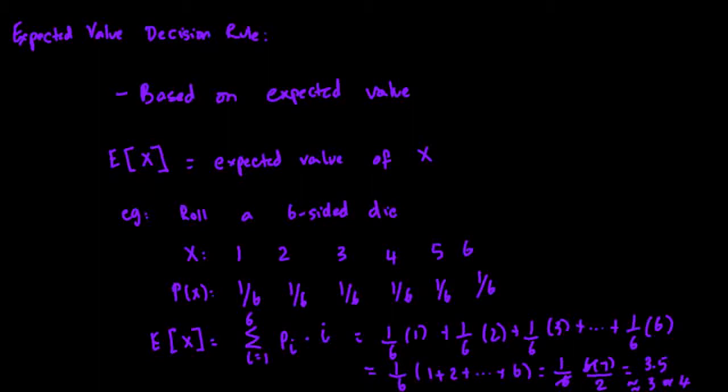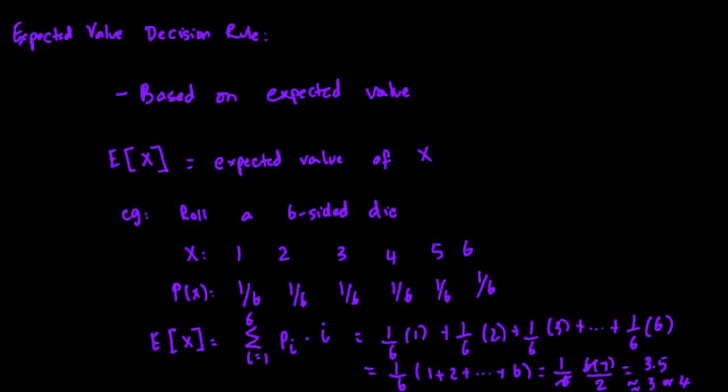So expected value decision rules are based on calculating the expected value. The expected value is denoted as E of X. You can either use a paren or a square bracket. Square bracket is more conventional than a paren, and it's generally used for random variables.